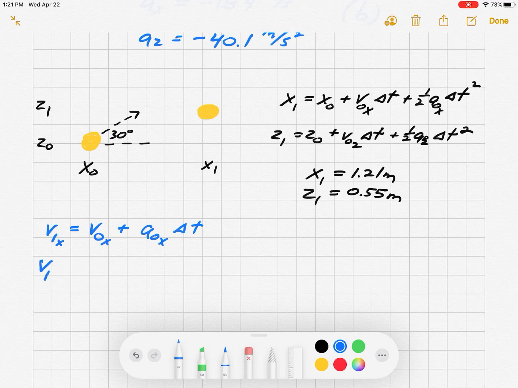And then we have v1z is, come on, get it right here. Doesn't look like a z, it looks like a 2. Blue, blue, blue. There you go. Okay, v0z, okay, sorry, a0z delta t, okay?